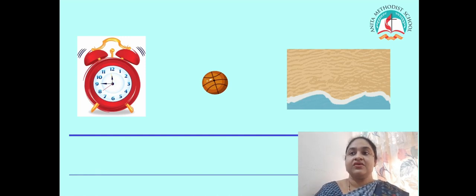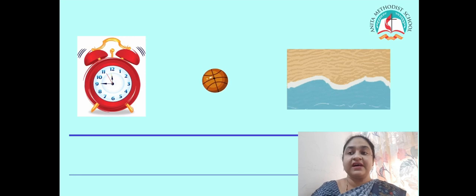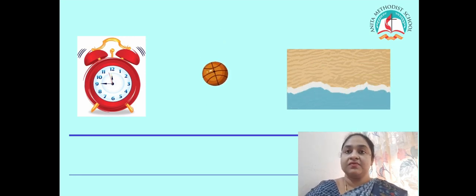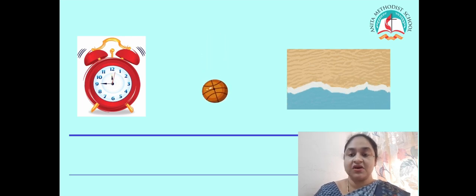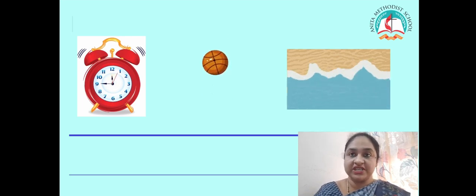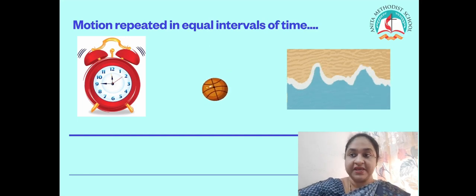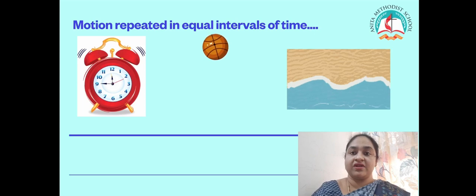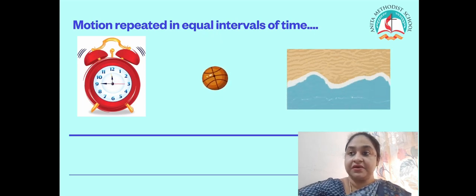Then you would all have gone to the beach and enjoyed the waves. The water hits the shore at fixed intervals of time. So motion repeated in equal intervals of time. Motion repeated in equal intervals of time is called periodic motion. Do you understand, children? Okay.